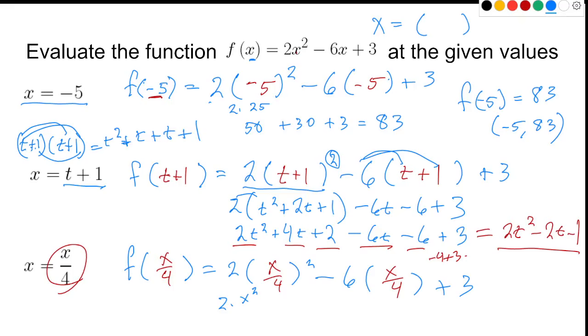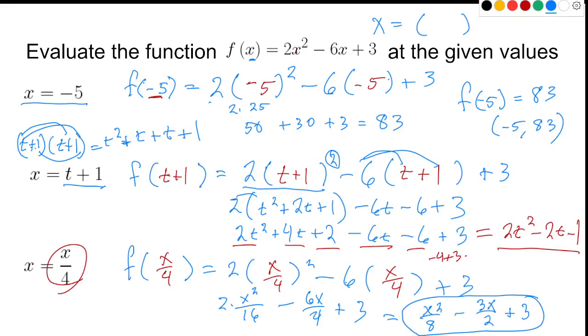so you can just square the top and square the bottom. So that's x squared over 16, and then we get 6, and we'll multiply the top, minus 6x over 4 plus 3, and then we just need to reduce the fraction. So 2 goes into 16 8 times. This is going to be x squared over 8, and 6 and 4 reduce because 2 can go into both of them. That gives us 3x over 2 plus 3. So that would be the answer for that part.